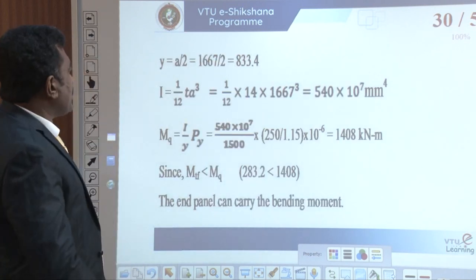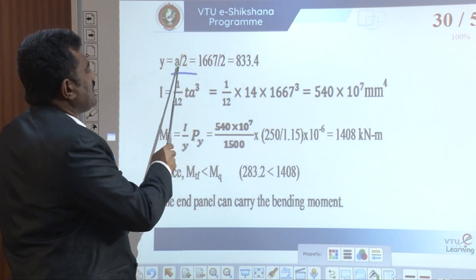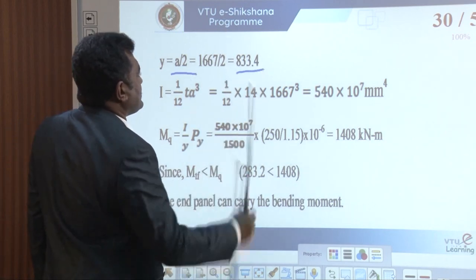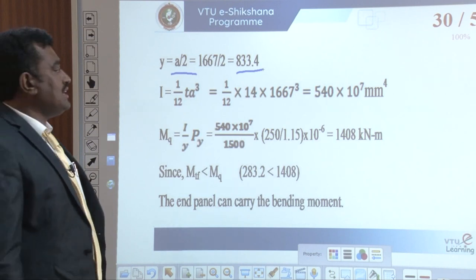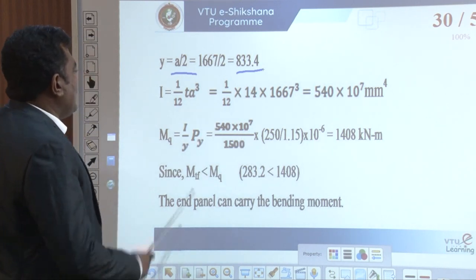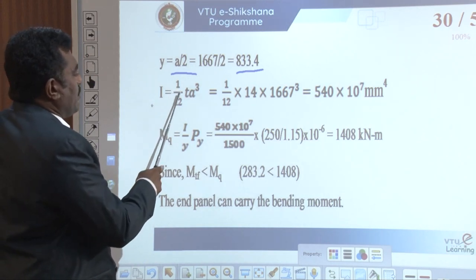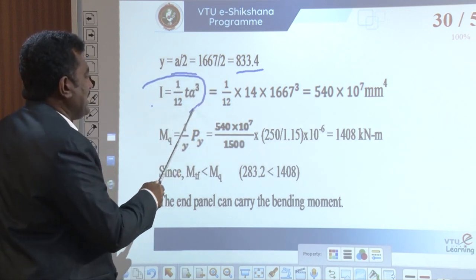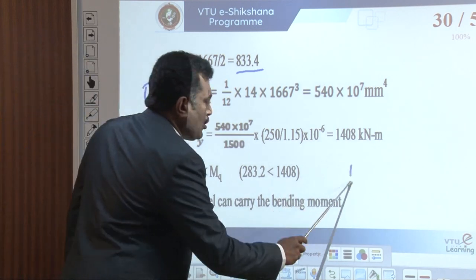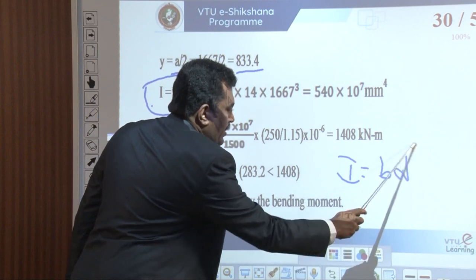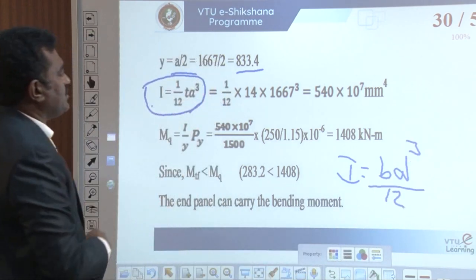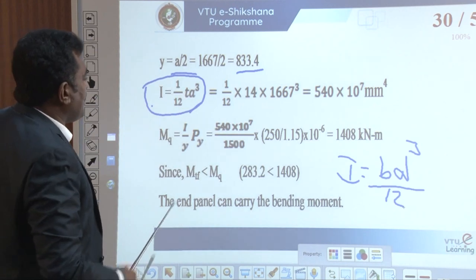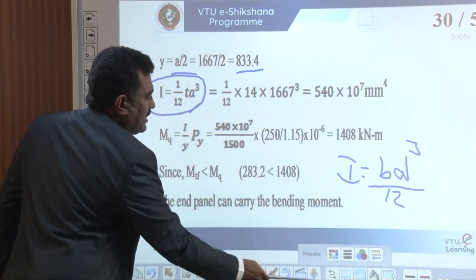Then respective y, the distance, that is a divided by 2, that is the spacing. 1667 divided by 2, that is the distance of the neutral axis, the y value, that is 833.4. Then capital I, the moment of inertia, is 1 by 12 into t into a to the power of 3. This is the relation we are calculating; normally I is equal to bd cube by 12 for a rectangular section. The same thing will be used here. The only difference is that t and a are taken here: thickness into area cube divided by 12.